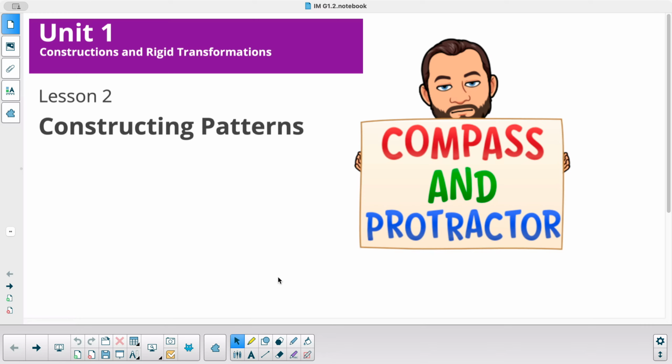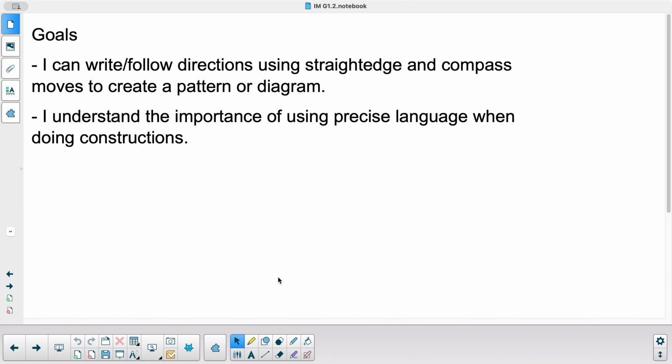Illustrative Math, Geometry, Unit 1, Lesson 2 is called Constructing Patterns. You will need a compass and a protractor for this lesson. So our goals today are: I can write or follow directions using straight edge and compass moves to create a pattern or diagram, and I understand the importance of using precise language when doing constructions.